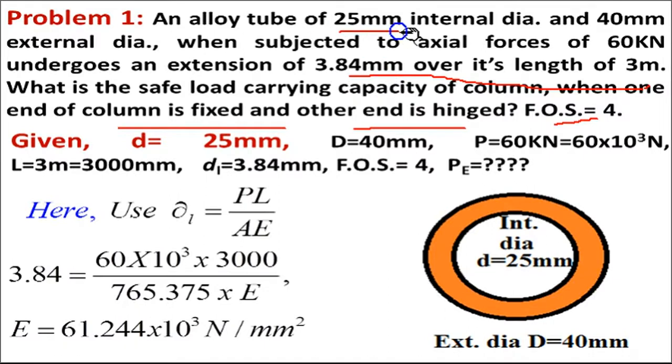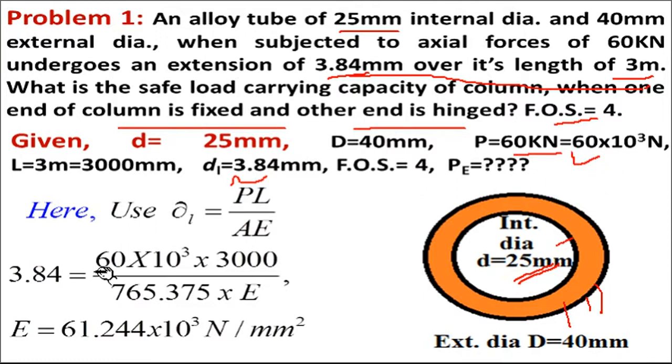An alloy tube with external diameter and internal diameter means it is a hollow alloy tube. Internal diameter is 25 mm and external is 40 mm. This is the external diameter, capital D, and this will be the internal diameter. It is subjected to an axial force, given as 60 kilonewton. What is given next? 3.84 mm is the extension over the length of 3 meter. So length is given, delta L is given, axial load is given.